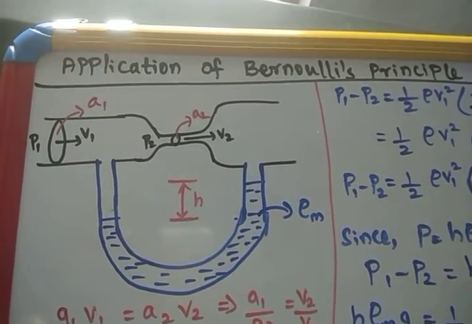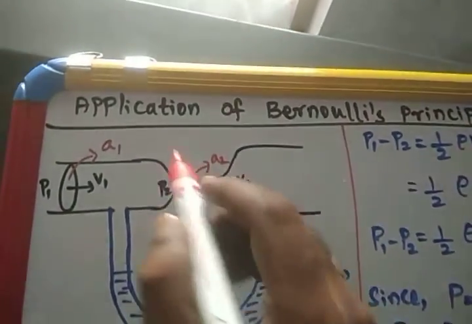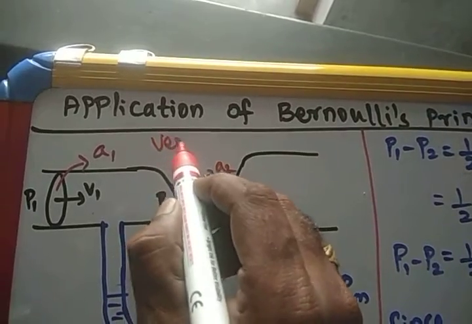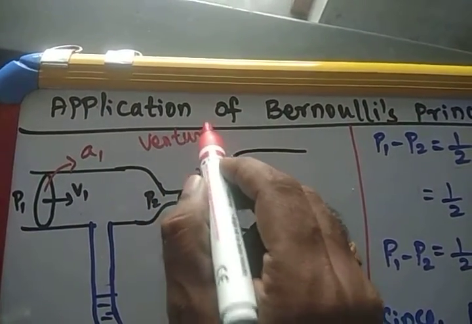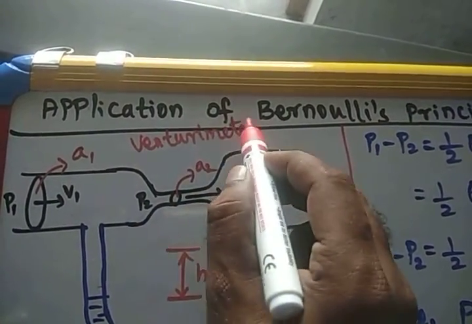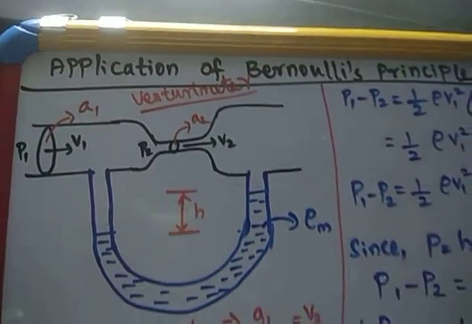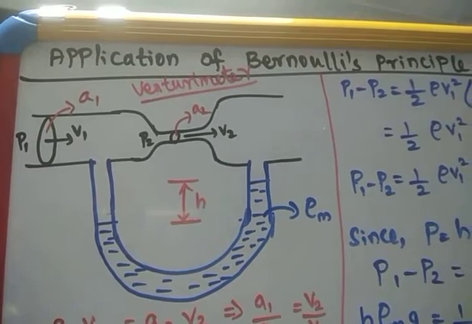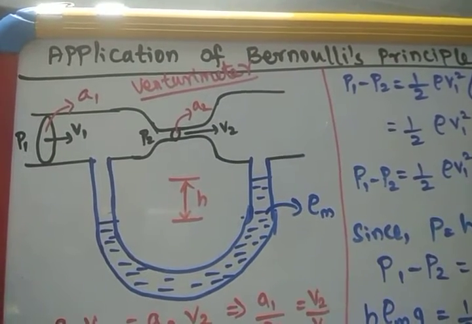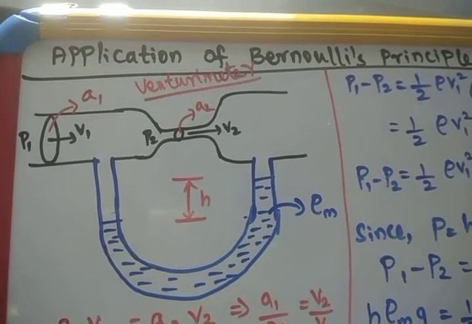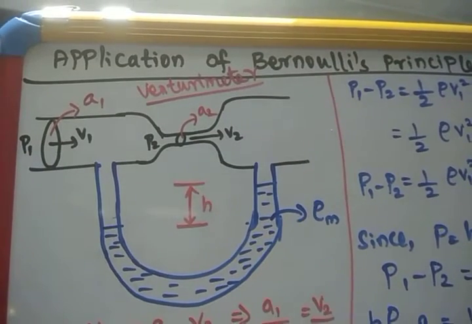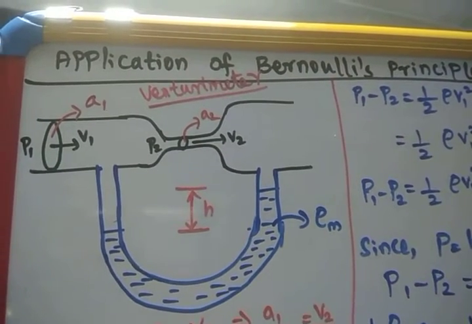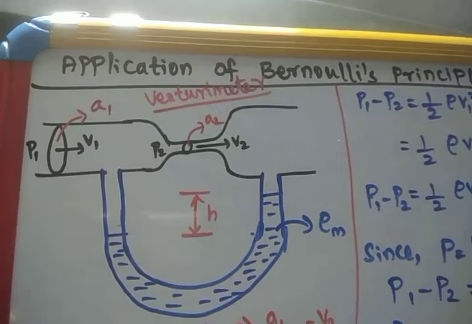Applications of Bernoulli's principle. The next application is the Venturimeter. It is a device used to measure the rate of flow of liquid through the pipe. It is an important application of Bernoulli's principle. It is also called a flow meter or Venturi tube.